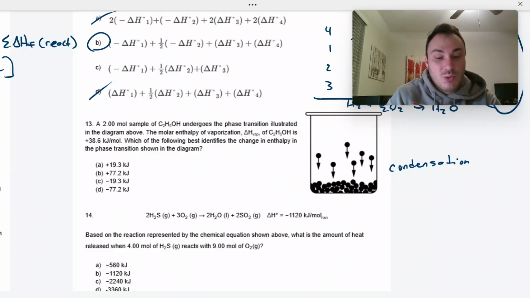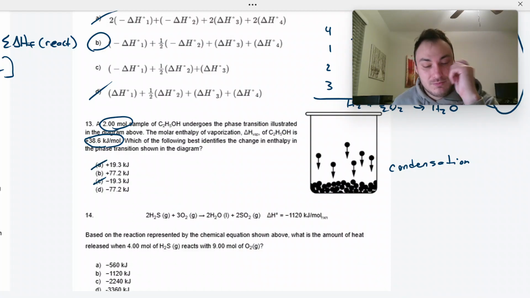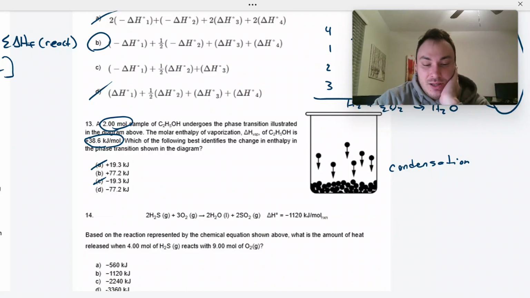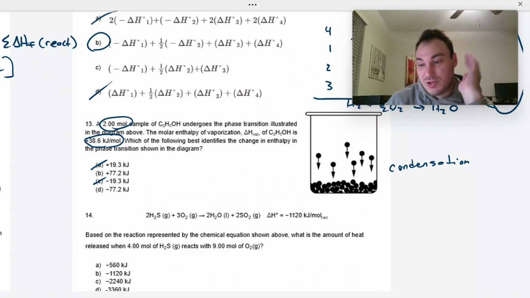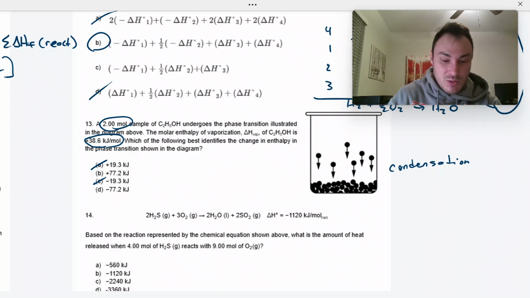All right, we do have a 2 mole sample, and it's 38.6 kilojoules for every 1 mole, so it's going to be one of these 77.2 kilojoules, not 19.3. And the question is condensation exothermic or endothermic? Condensation is exothermic because we are forming bonds. We have no IMFs to IMFs. Condensation is also exothermic because gas is at a higher energy than liquid, so we have to release energy in order to go from gas to liquid. So it should be the one that's negative, which is D.